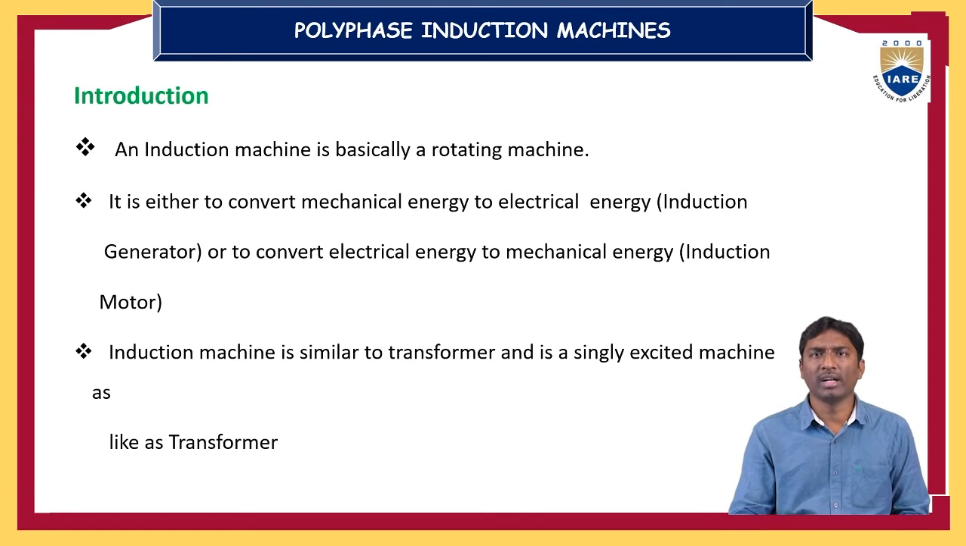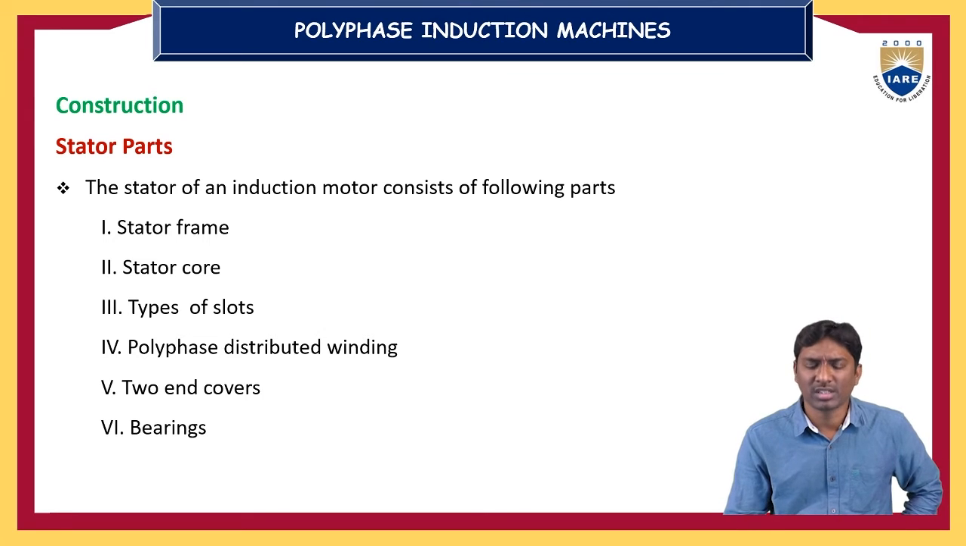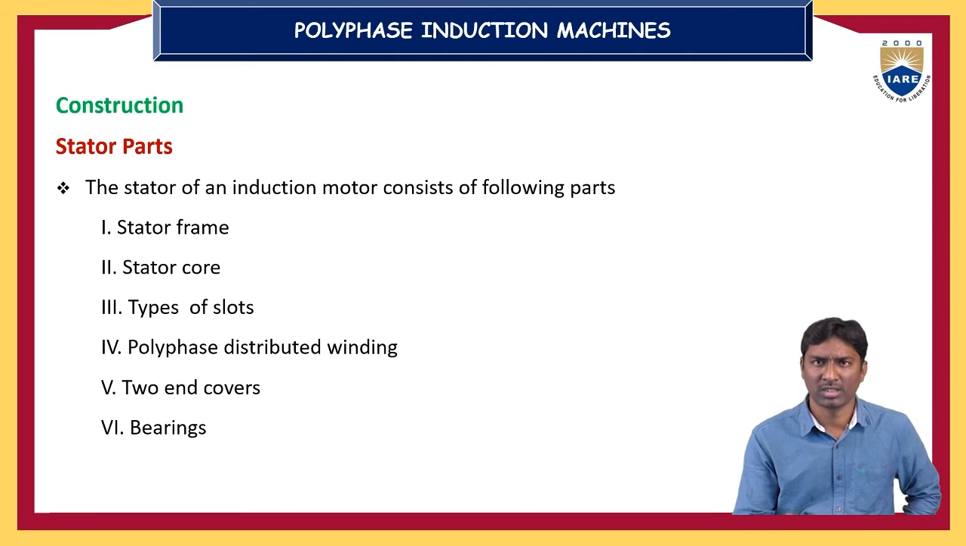Now I will discuss the construction of the induction machine. Coming to construction, we have the stator parts as well as the rotor. The stator of an induction motor consists of the stator frame, the stator core, the slots, the polyphase distributed winding, the two end covers and the bearings. These are the construction parts of the stator. Now I will discuss the stator frame.